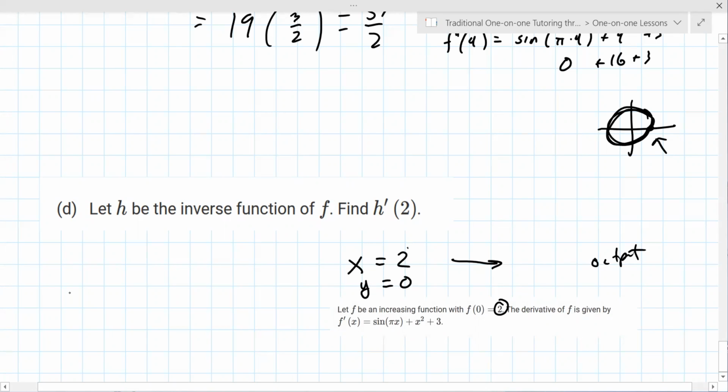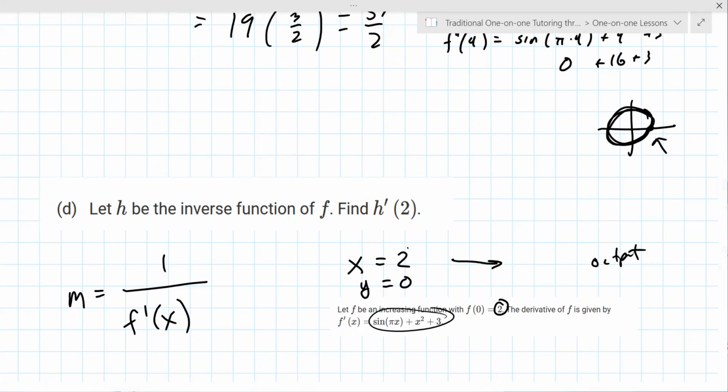So then the slope is 1 over f prime of x. That's just the definition, and here's your derivative. But we have to pick the value. It's whatever the x value is here. So it's at 0, because this is the x of the original. So that's your x value. You have to evaluate this at 0.